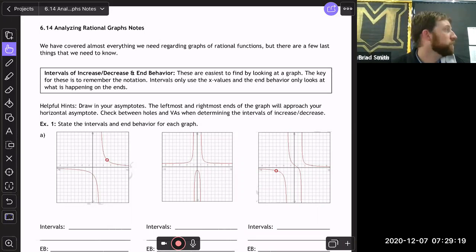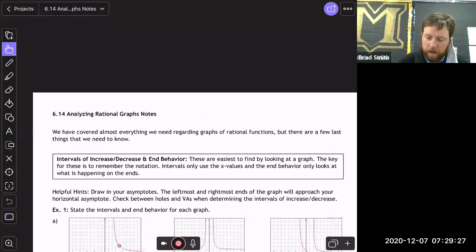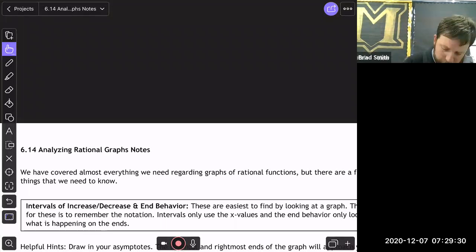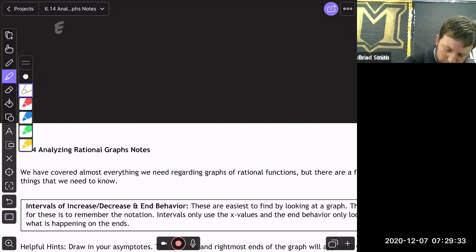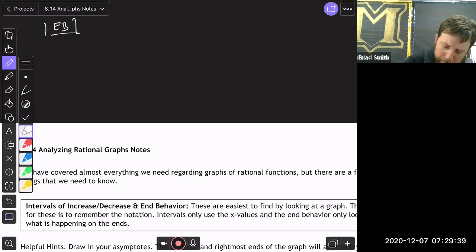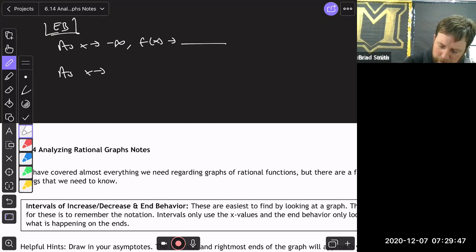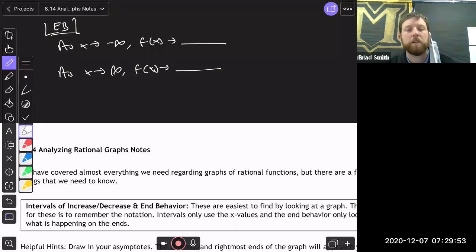All we're adding on to it today is writing intervals of increase and decrease, and also your end behavior. So nothing has changed in that aspect since we did it from polynomials. It's still the same. Remember your end behavior. As x approaches negative infinity, your f of x is going to approach something. As x approaches positive infinity, your f of x is going to approach something. So that was our end behavior that we had. Please write that back down.